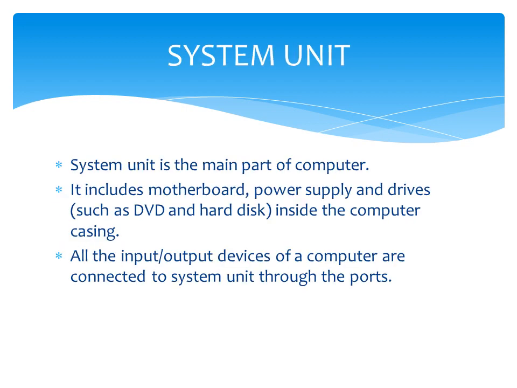So first of all, what is the system unit? It is the first main part of the computer which basically includes the motherboard, the power supply and the drives such as the DVD drive and hard disk drive inside the computer casing or computer unit. All the input devices and output devices of the computer are connected to the system unit through different ports, or you can say sockets or slots.